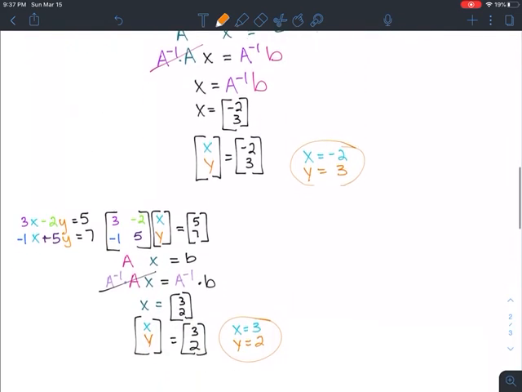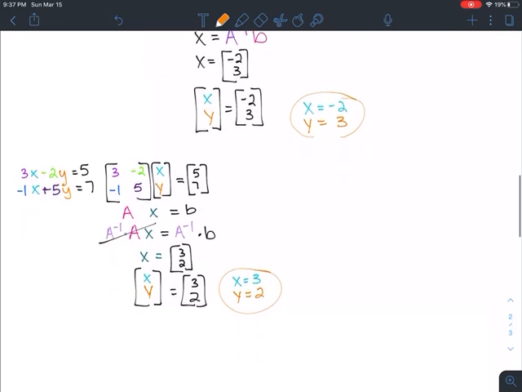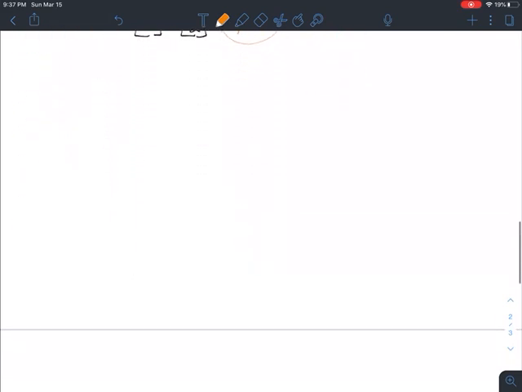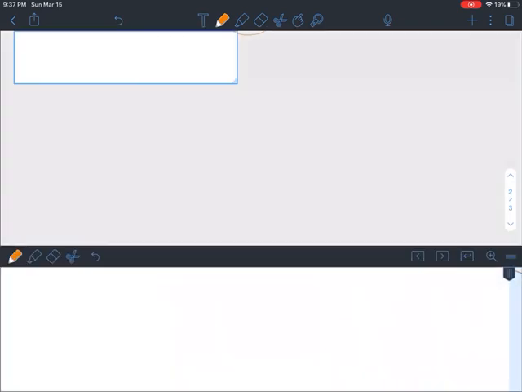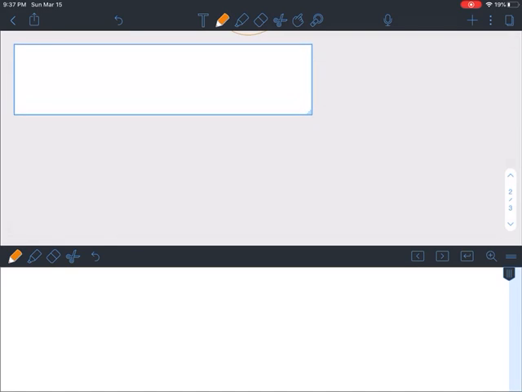So there's my first two examples. Those were just simple systems of equations, just two variables, real simple. So what happens when we bump it up to 3 variables? I'm only going to do one example like this tonight.